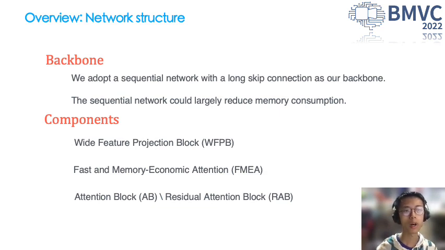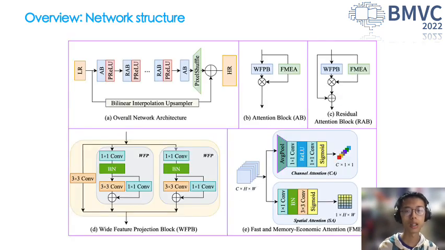Finally, we give our overall model architecture. For the backbone, we adopt a sequential network with a long skip connection, because the sequential network will largely reduce the memory consumption. The components are composed of WFPB and FMEA. They consist of residual connection and only attention. Here is our overview of the network structure.